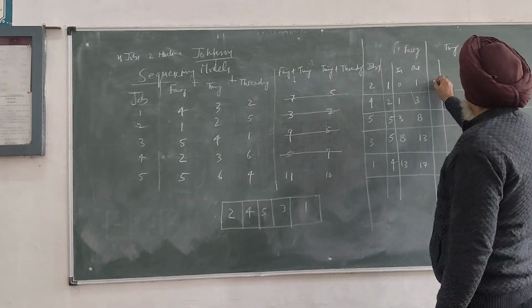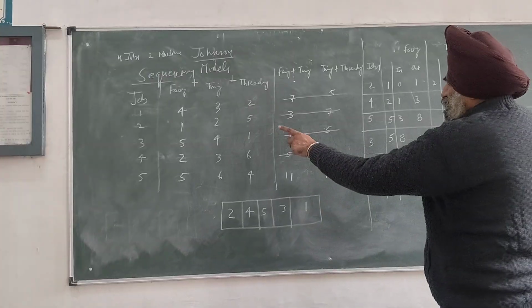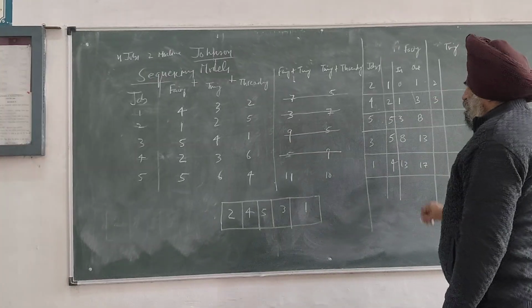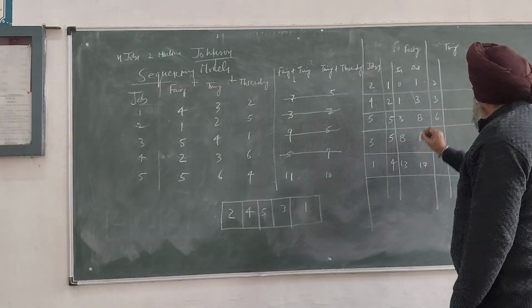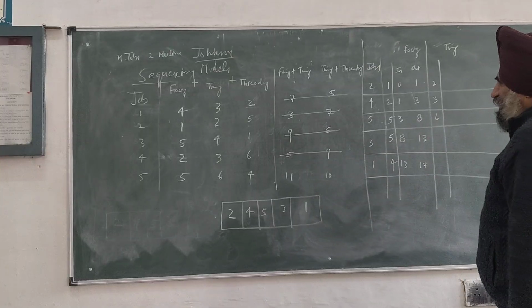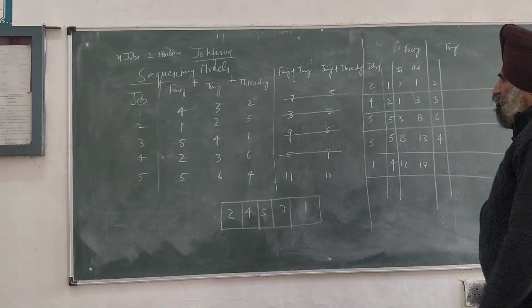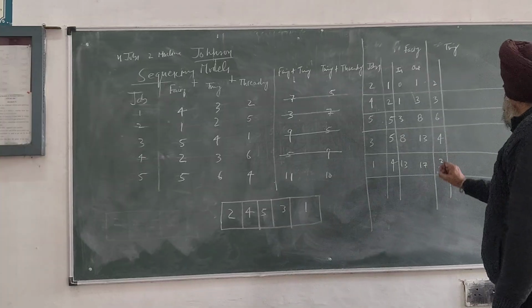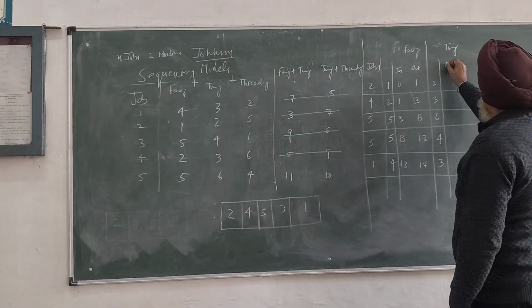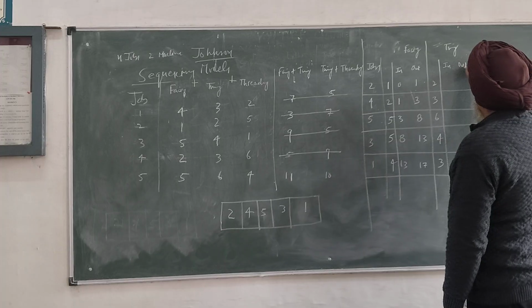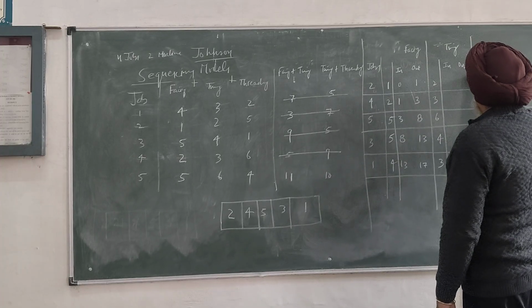Job number 2, it is 2. Job number 4, it is 3. Job number 5, it is 6 minutes. Job number 3, it is taking 4 minutes. Job number 1, it is taking 3 minutes. Now, what is the in and out for the turning operation? Look at here. In and out for the turning operation.